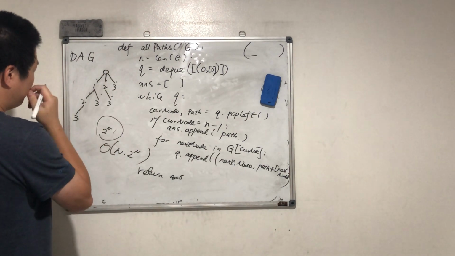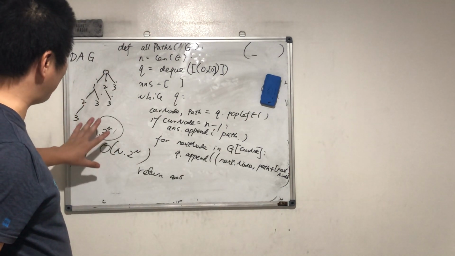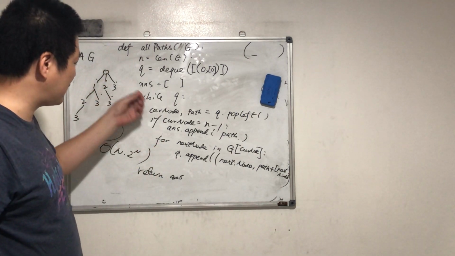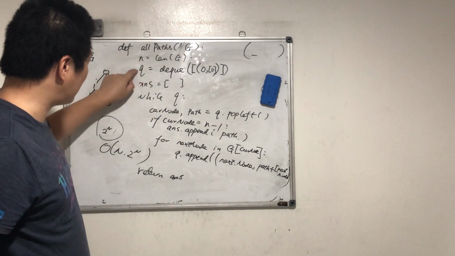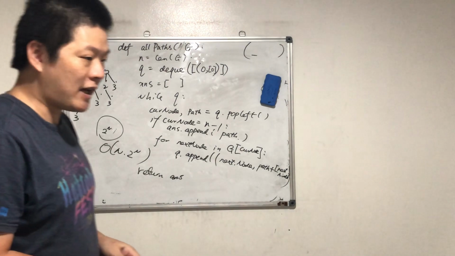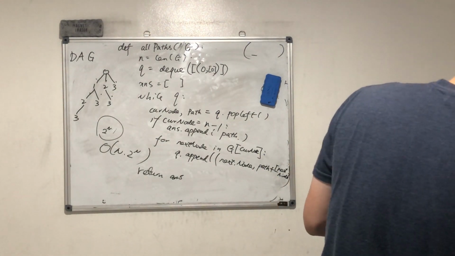N is 4. Okay. So the space complexity is the same as the time complexity, because in the worst cases, you will need to store all the paths. Yeah, to store all the paths. Okay. Any questions so far? No.